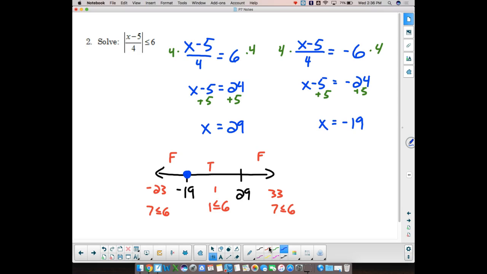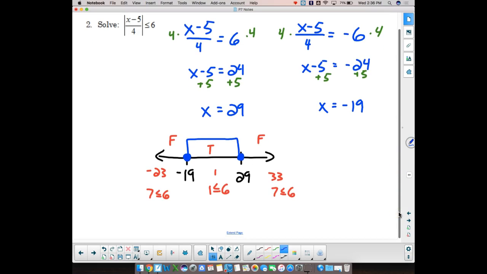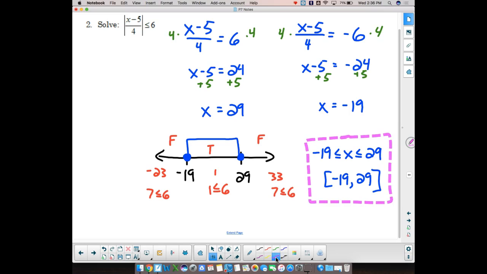So I've got filled in dots now because of the greater than or equal to portion. Okay? So inequality-wise, this one would be negative 19 is less than or equal to x is less than or equal to positive 29. Interval-wise, negative 19 with a bracket, 29 with a bracket. Okay.